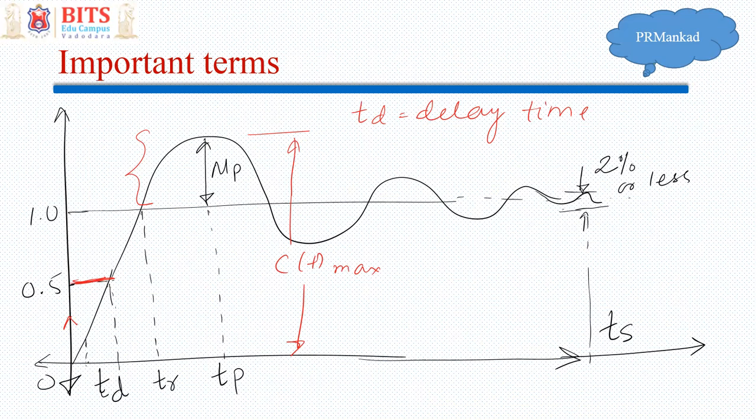We want a system to have a less delay time. Now, rise time is the time required to reach from 0 to 100% in case of an underdamped system. And if the system is overdamped, it is the time required to reach from 10% to 90% of the output value, right?